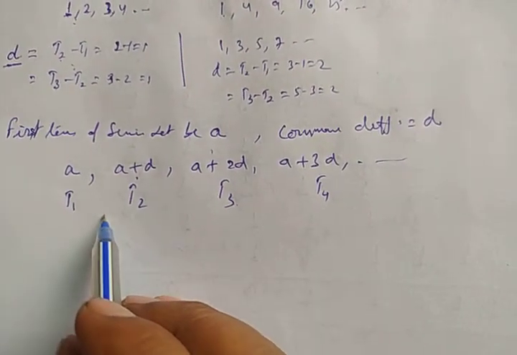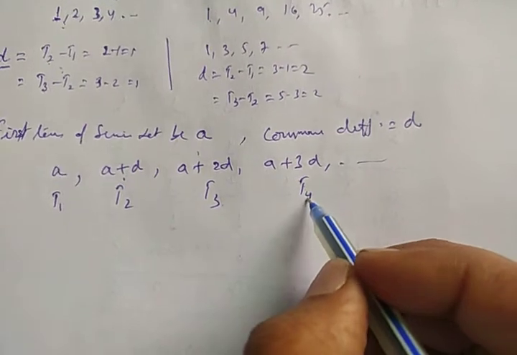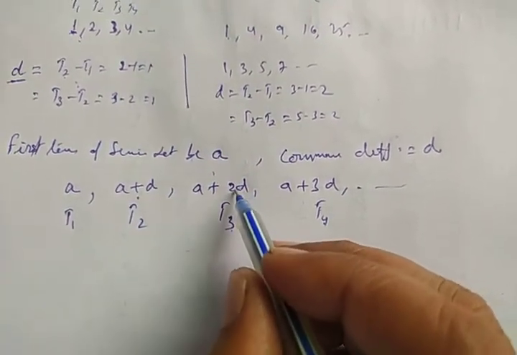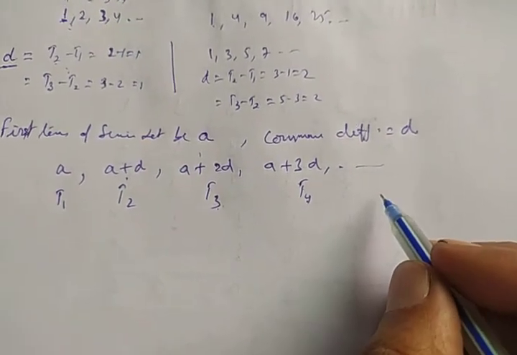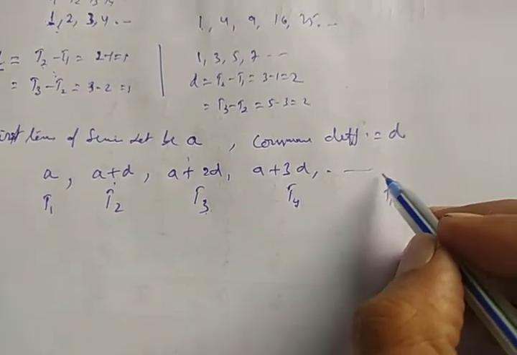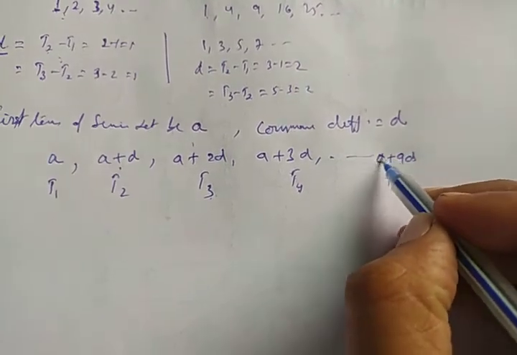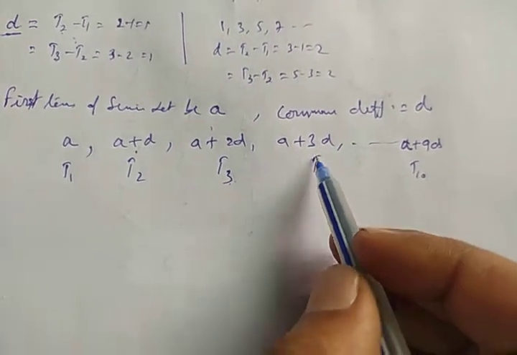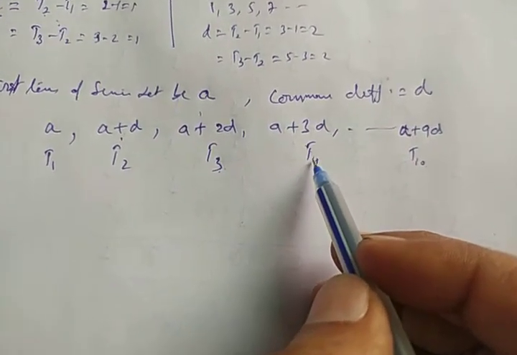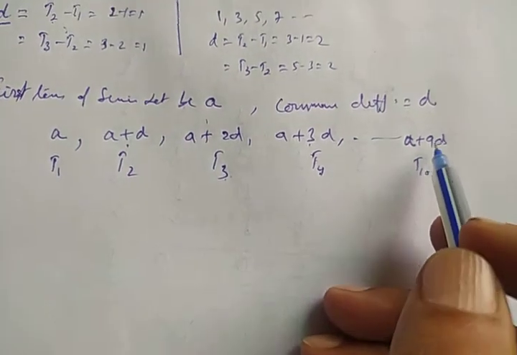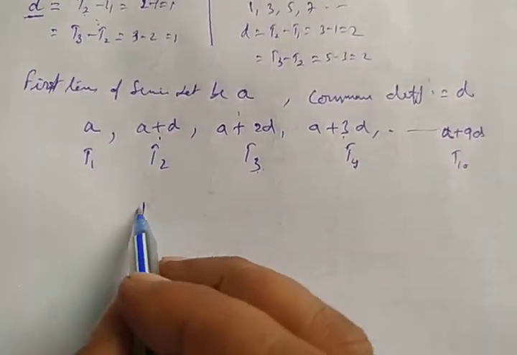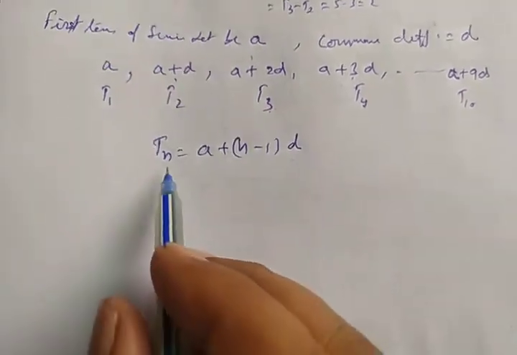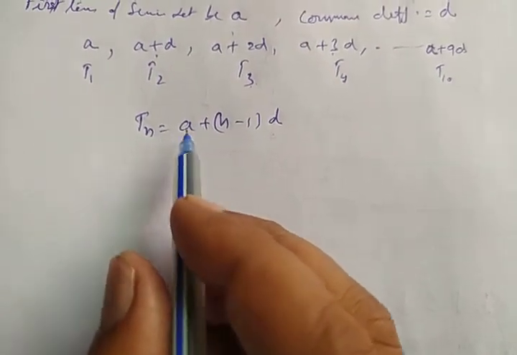Now you should observe the pattern: when it is the fourth term, the multiplier of D is 3. It is the third term, the multiplier of D is 2. It means whichever term you calculate, suppose you are going to calculate T10, you will write A plus 9D. The multiplier of the common difference D is 1 less than the number of the term. When it is 4, it is 3; when it is 10, it is 9. In general, you will write Tn is equal to A plus n minus 1 into D. N denotes the number of the term, which term it is.